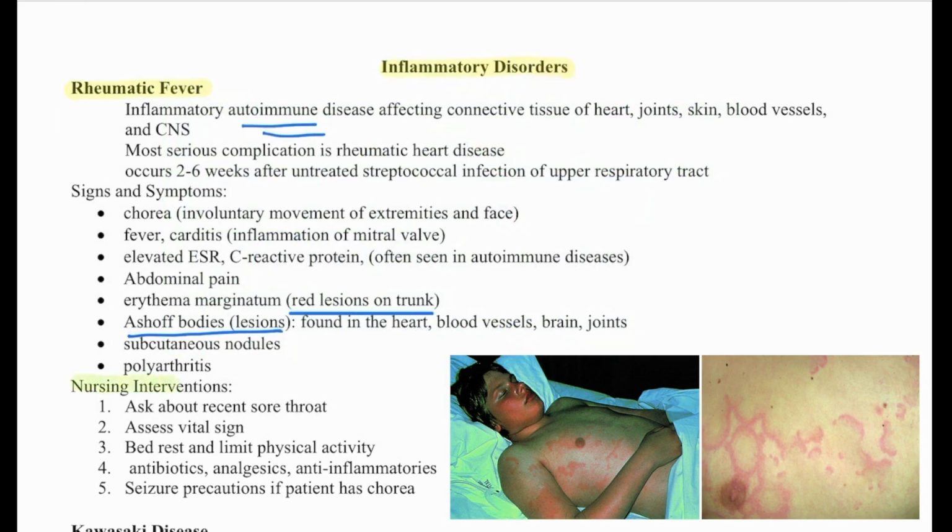Our nursing interventions are to ask about a recent sore throat because we know that this occurs 2 to 6 weeks after that streptococcal infection. Assess vital signs, bed rest, and limit physical activity, antibiotics, analgesics, anti-inflammatories, seizure precautions if the patient has chorea, which again, those are involuntary movements of the extremities and face.